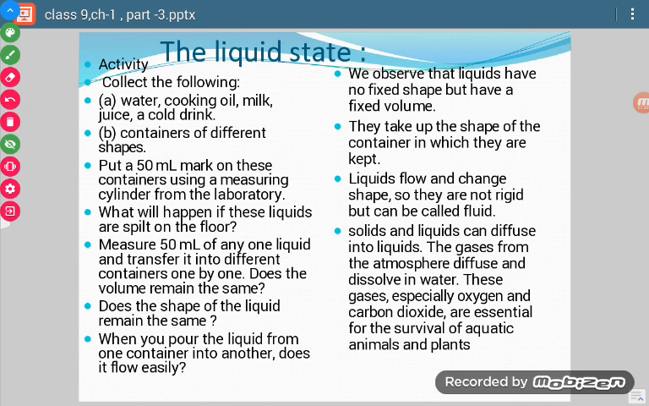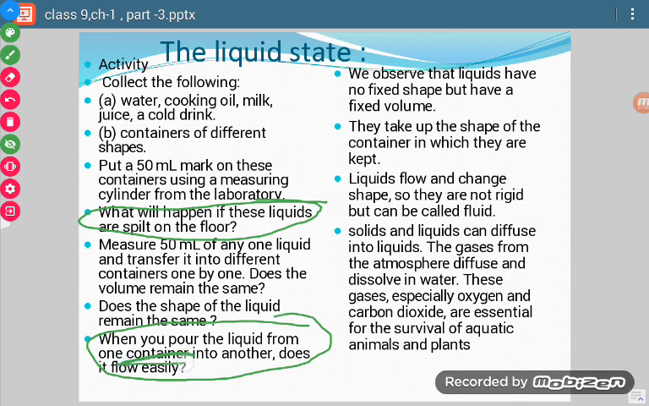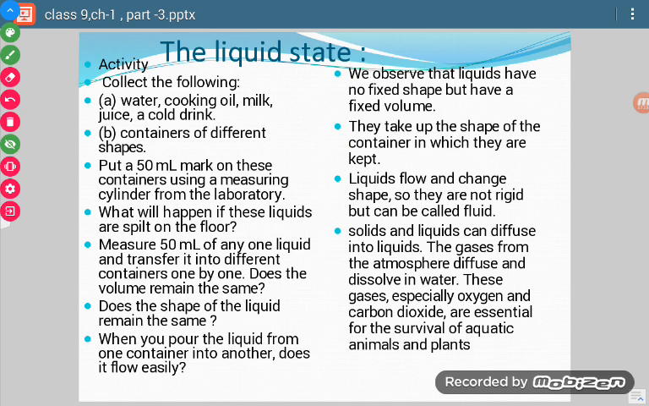Okay. Now two things. What will happen if these liquids are spilt on the floor? अगर फर्श पे हम उसको गिरा दें तो क्या होता है? Or when we are transferring these liquids from one container to another, does it flow easily? So this property is called fluidity. Okay, the tendency to flow means that substance will be termed as fluid. So liquids are fluids.